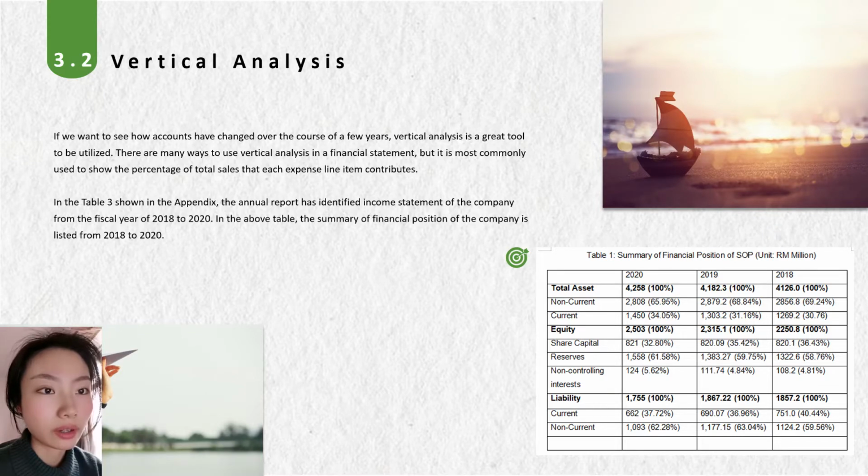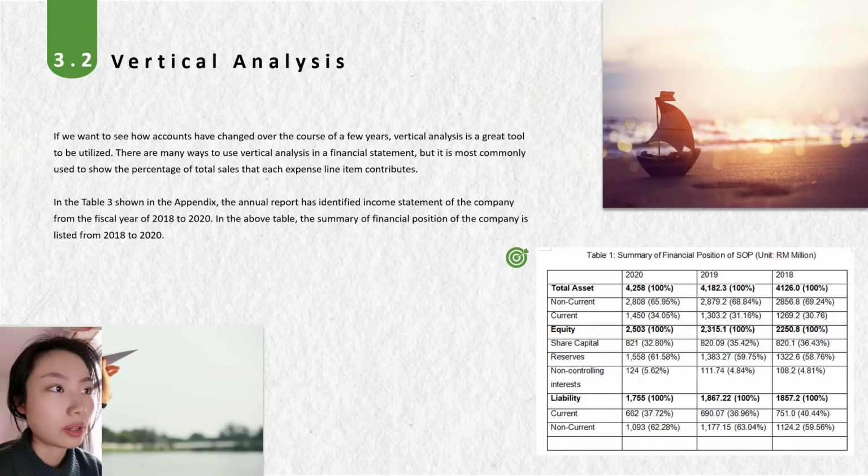This table presents a summary of the company's financial position from 2018 to 2020. In the year of 2018, the non-current asset occupied 69.24%, whereas the current asset occupied 30.76% of the total asset. In the aspects of the equity, the reserves have 58.76% followed by share capital, 36.43%, and 4.81% of non-controlling interests. Lastly, the liability is comprised of current and non-current, which respectively have 40.44% and 59.56% of the total liability in the fiscal year of 2018. In the year of 2019, the non-current asset dropped to 68.84%, whereas the current asset increased to 31.16% of the total asset.